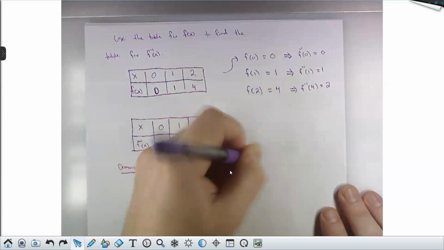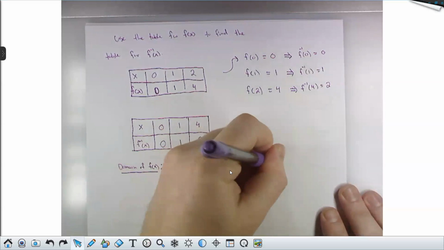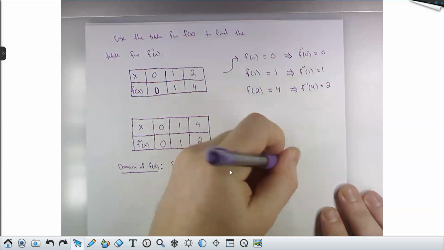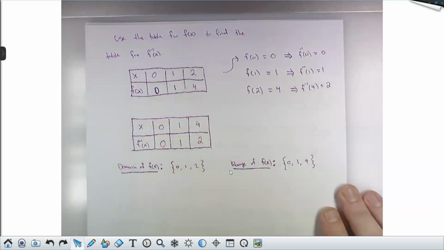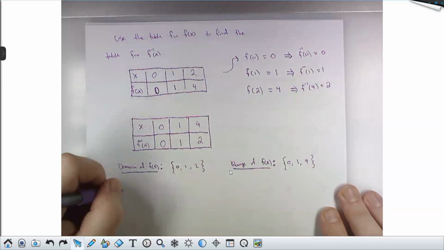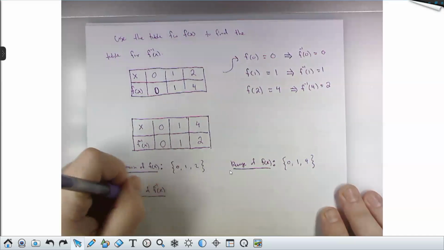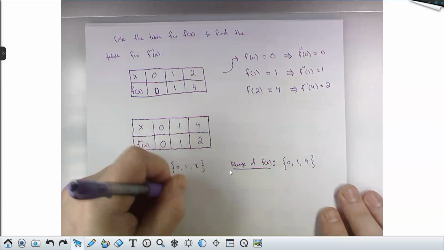The range of the original is the set of all the outputs for the original function. That is 0, 1, and 4. The domain of f inverse, we can read from the table for f inverse. It's the set of inputs for f inverse, which is 0, 1, and 4.